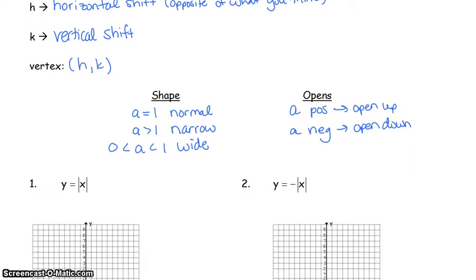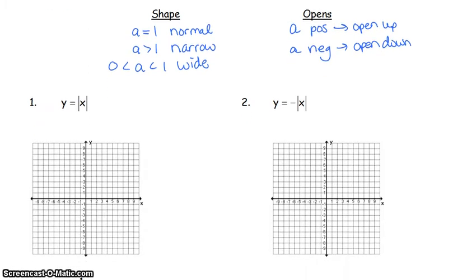Alright, so let's start graphing our absolute value equations. We've got y is equal to the absolute value of x. Now let's start just by plugging points in. So if I plug in 0, the absolute value of 0 is 0. So I've got point 0. If I plug in 1, the absolute value of 1 is 1. Absolute value of 2 is 2. Absolute value of 3 is 3.